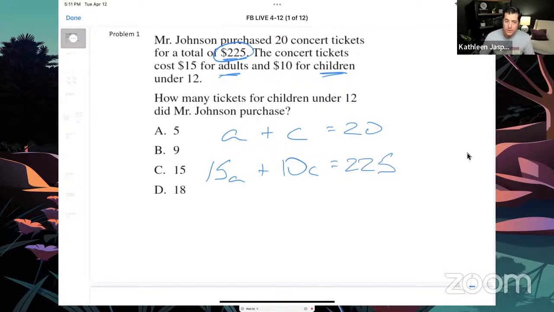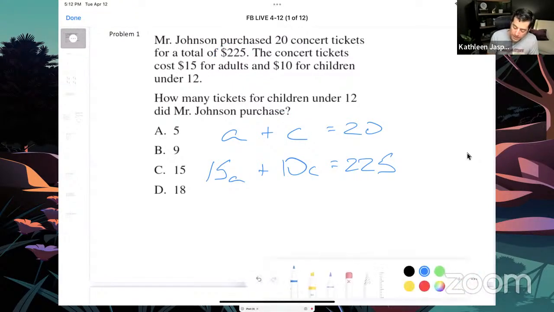So now in the question, it says how many tickets for children. So we need to focus on children. That means that we have to isolate only the variable associated with children, which is C. So how do I do that? Let's clean some stuff up.